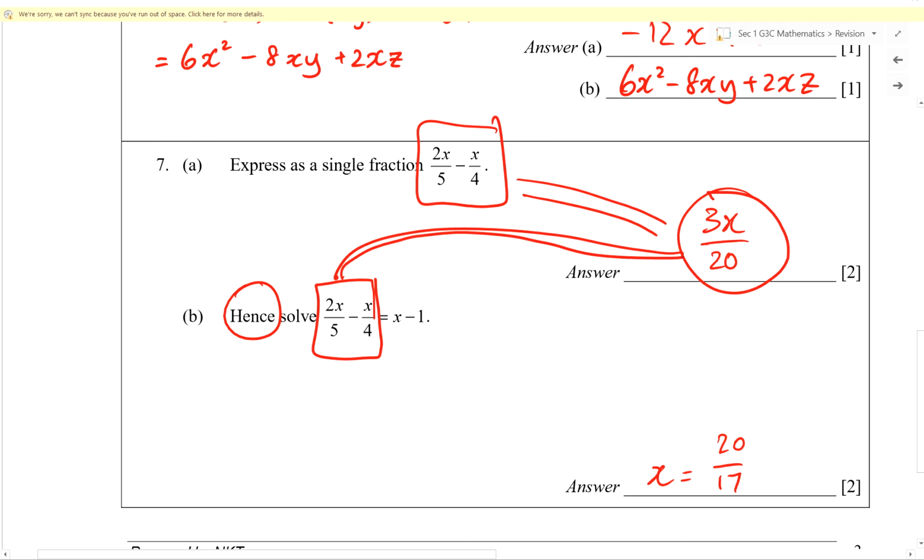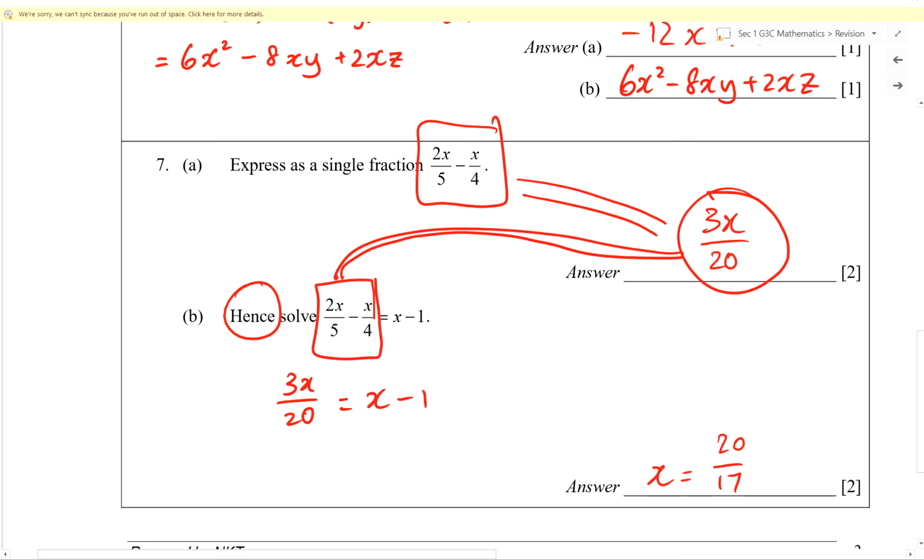From part A, instead of writing 2x over 5 minus x over 4, we get 3x over 20 equals x minus 1. This is to address the word hence. Then what do we do from here? I've got a fraction equal to a non-fraction. Would it be easier if it is a fraction equal to a fraction? Then you know you can multiply this way. That's one way, if it is a fraction. So we can change this to become a fraction over 1.